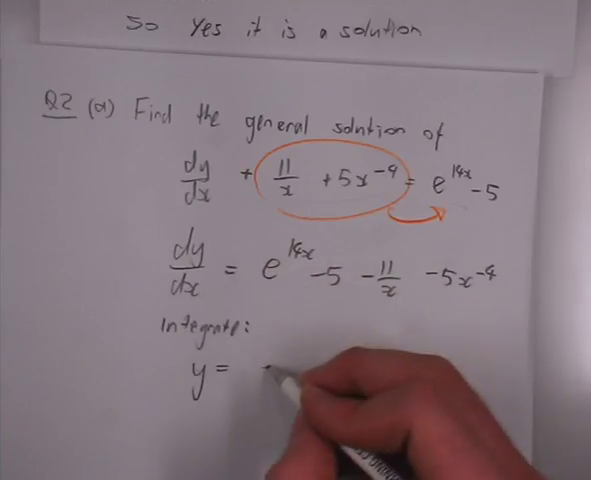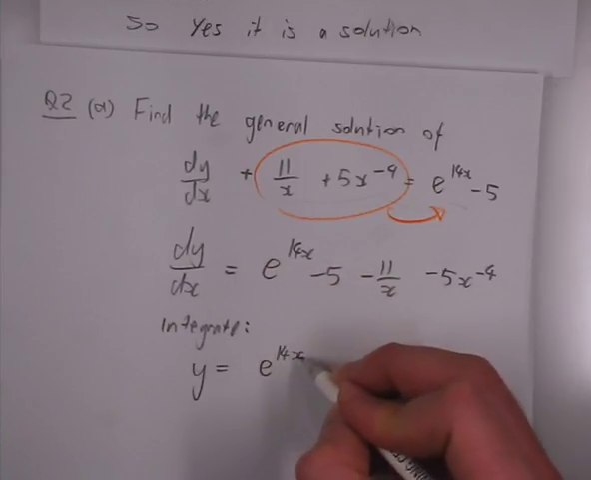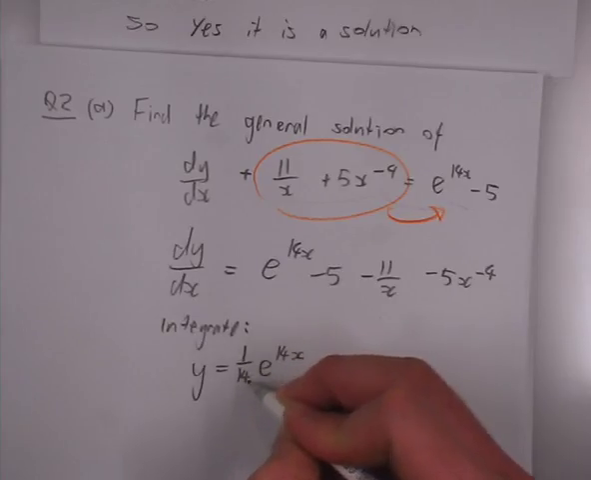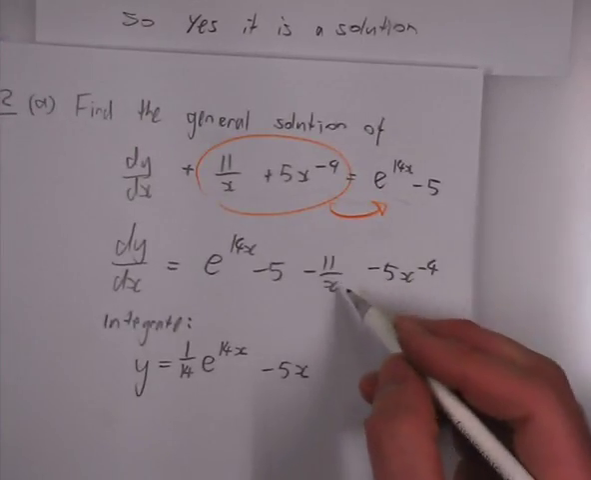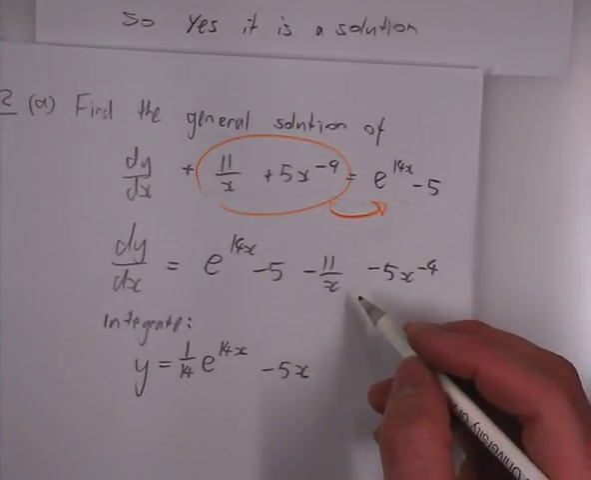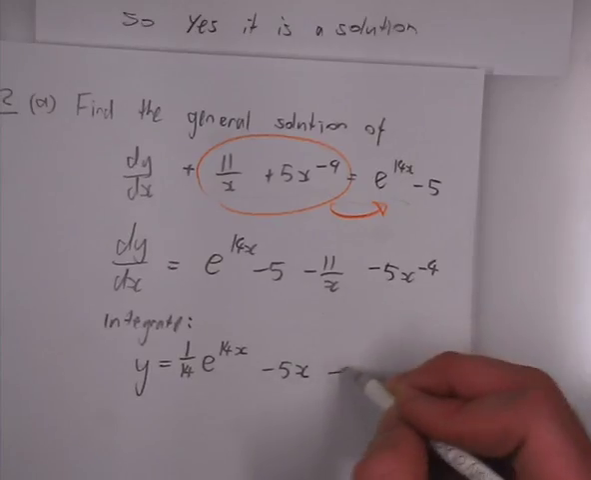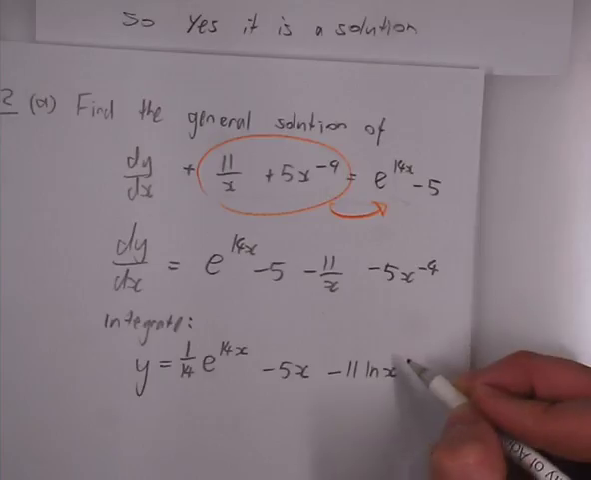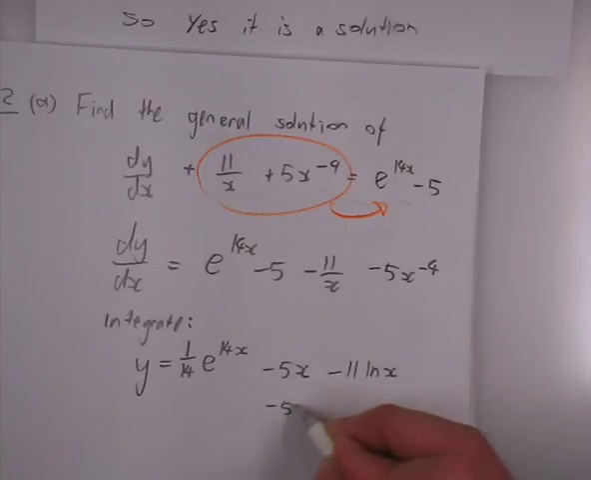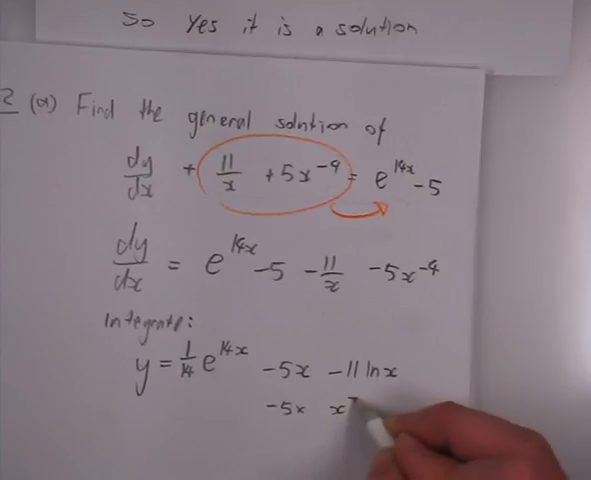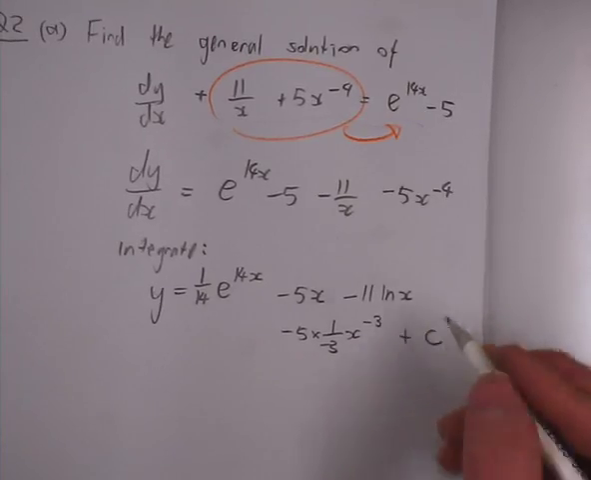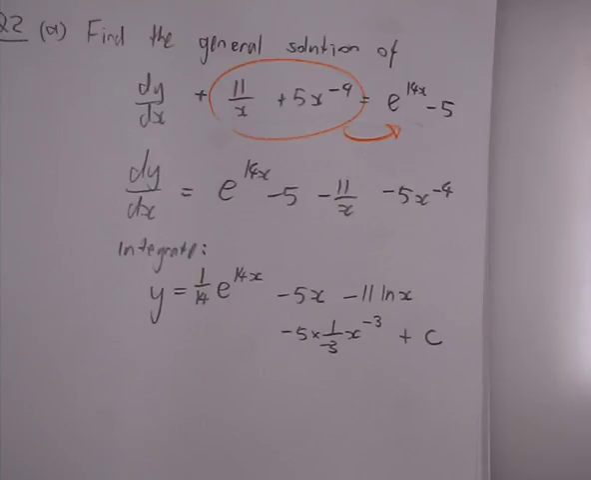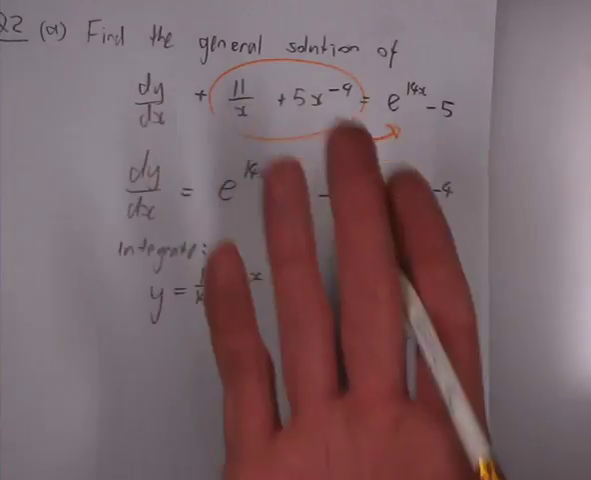So e to the 14x, well, that would be the same, but because I'm integrating I have to divide by the constant. The integral of minus 5 is minus 5x. The integral of 1 over x would be ln x, but it's 11 times 1 over x, so it's actually minus 11 ln x. And the integral of that, well, the minus 5 will stay there. I'll put the power up by 1 and it'll go up to minus 3, and I'll divide by minus 3. And because I'm integrating, there will be a great big plus c, because I'm trying to find all possible formulas for y that would differentiate to go into this formula.